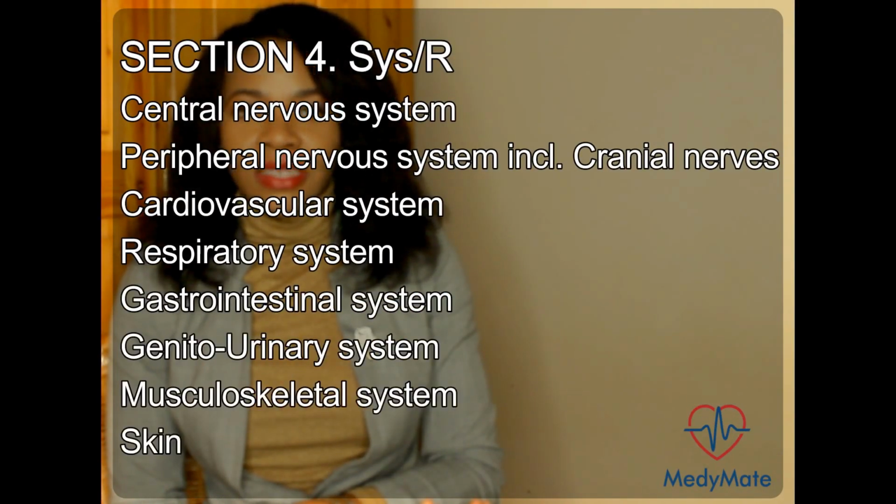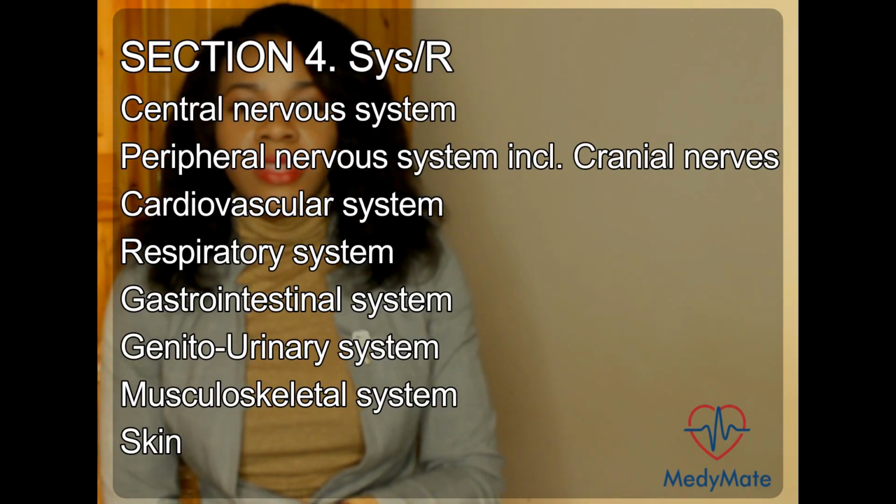Going from top to toe, start with the central nervous system. Don't forget the cranial nerves. Move on to the cardiovascular system, and then on to the respiratory system, the gastrointestinal tract, the genitourinary system. Move on to the musculoskeletal system, the skin itself, and any other neurology.